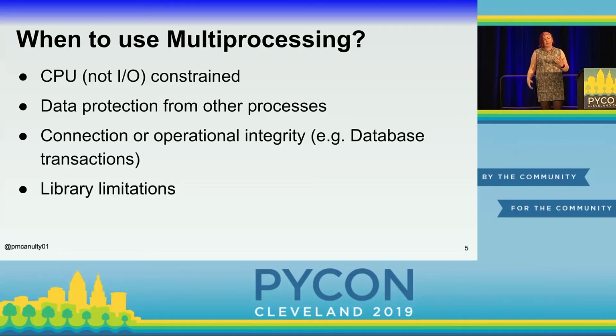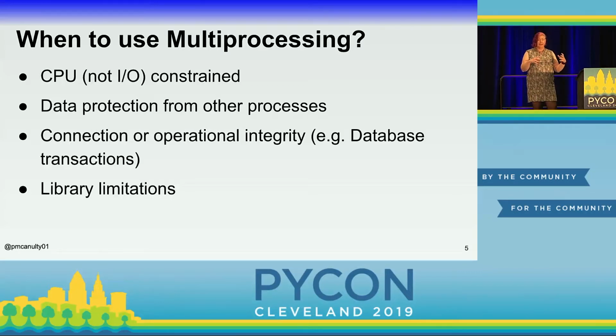The other thing is sometimes you want to use the OS's process protection model, where you're using some third-party library that you don't trust, or you're doing something where you are a little worried about security. This way, you know that process A and process B won't be able to talk to each other or overwrite each other. Other times, it's about connection or operational integrity. So I use a lot of SQLAlchemy.